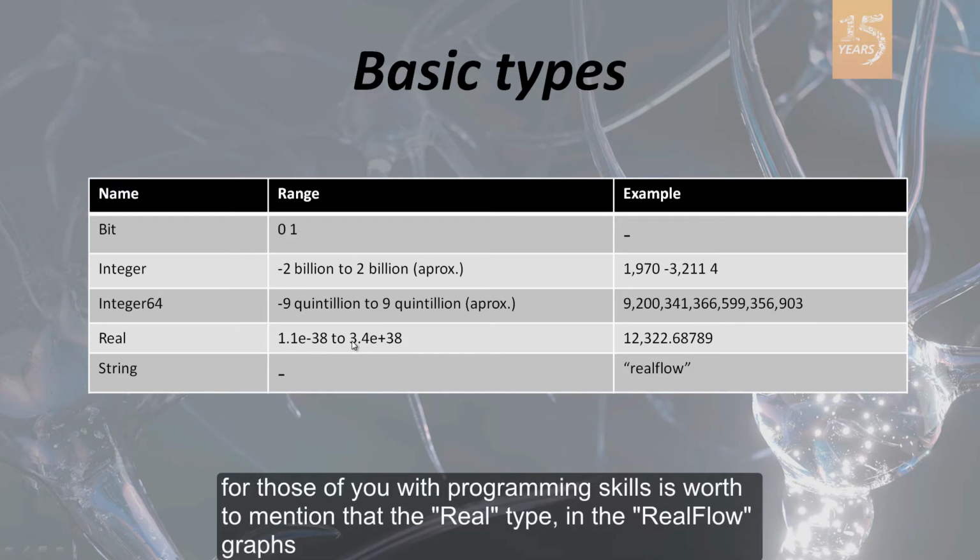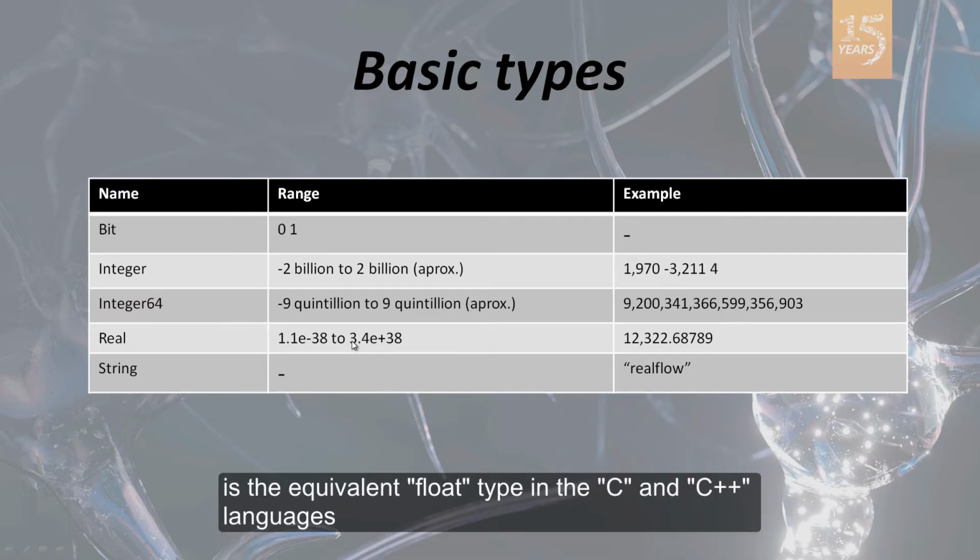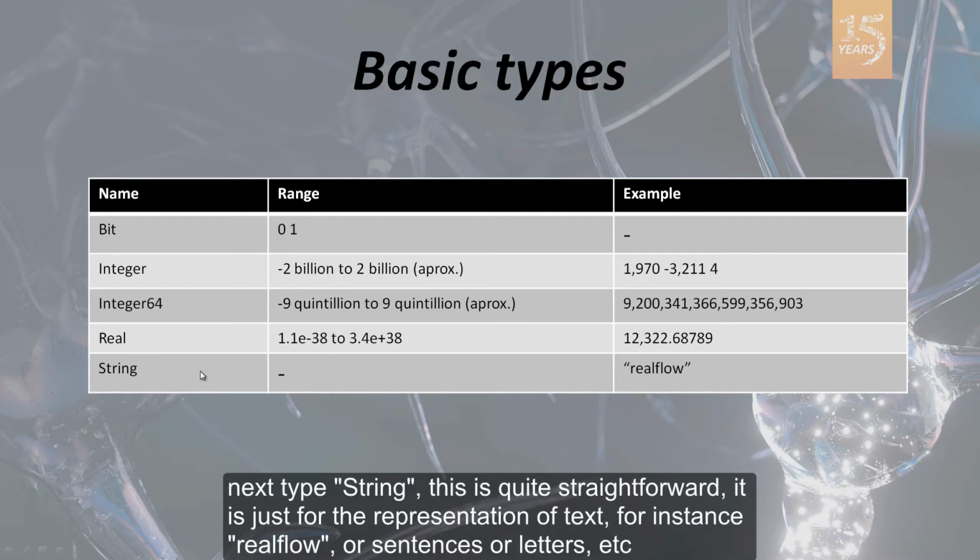For those of you with programming skills, it is worth mentioning that the real type in the RealFlow graphs is the equivalent of the float type in the C and C++ languages. Next type, string. This is quite straightforward. It is just for the representation of text, for instance words or sentences or letters, etc.